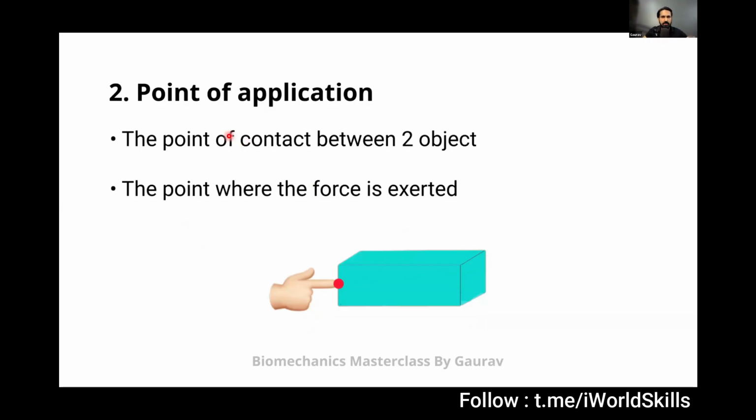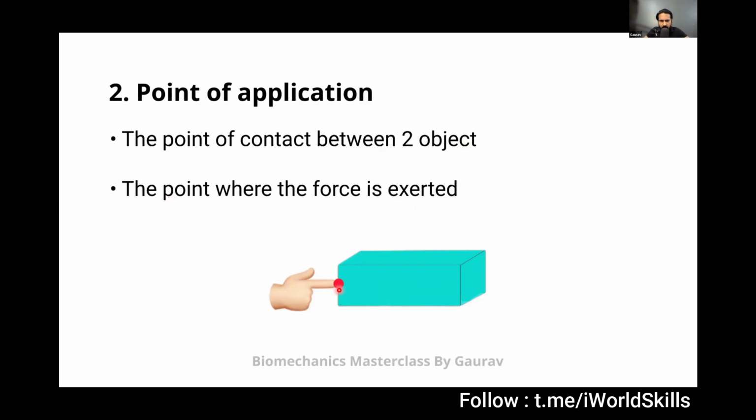Second attribute of force is the point of application of force. Now, point of application of force is also very simple. It's very intuitive. The name itself suggests what point of application is. The point of contact between the two objects, the force receiving object and the force applying object, or the source of force, right? The point where the force is exerted.